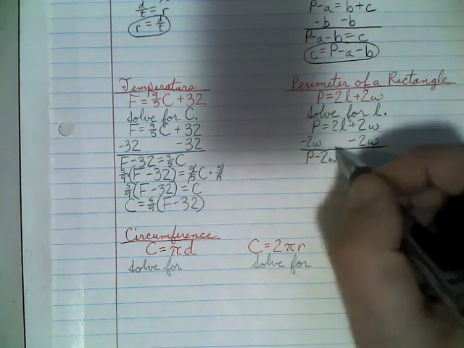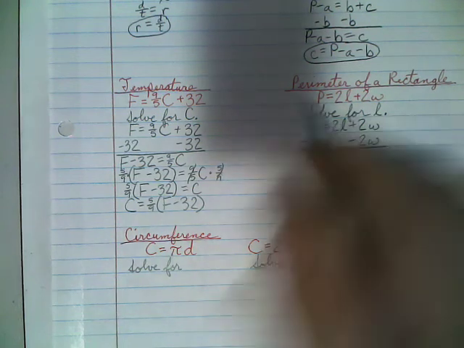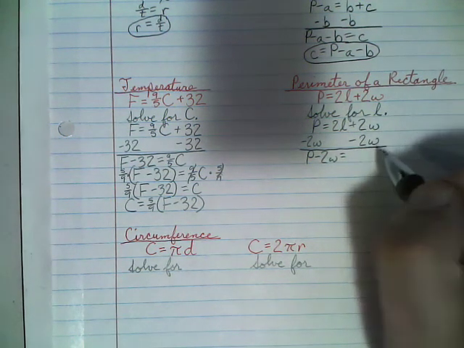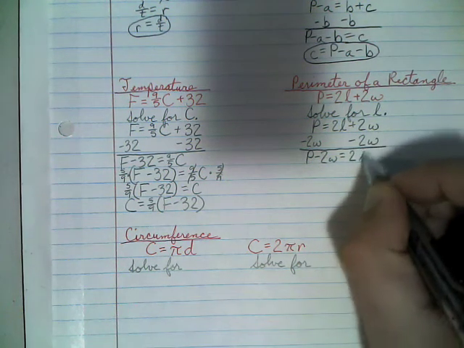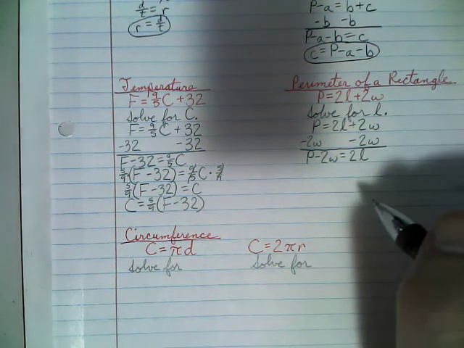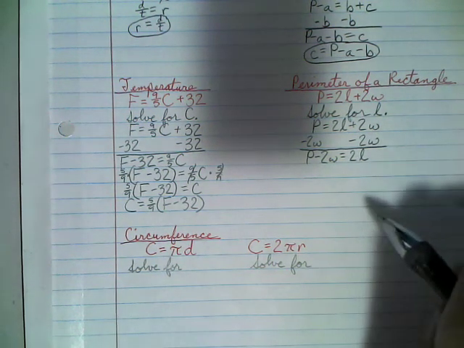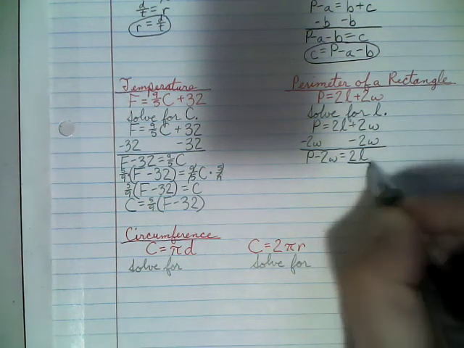So that is for addition and subtraction, though. Multiplication and division is a different story. So over here, the 2W's are gone, so we're left with 2L. Now, I need to get rid of this times 2.